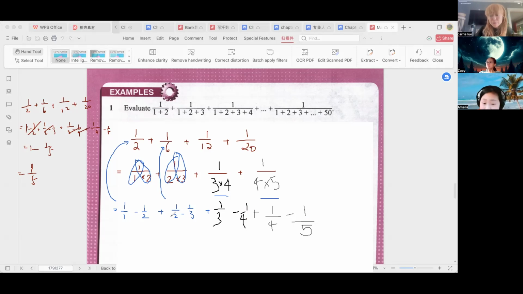Okay, so now, Zoe and Amelia, I want you to take a look. Negative half plus half, are they just a crossover? Yes, so the answer is 1 minus 1 over 5 equals 4 over 5. Did you get it? I remember this one now, yeah. Now you remember, okay? So very good.